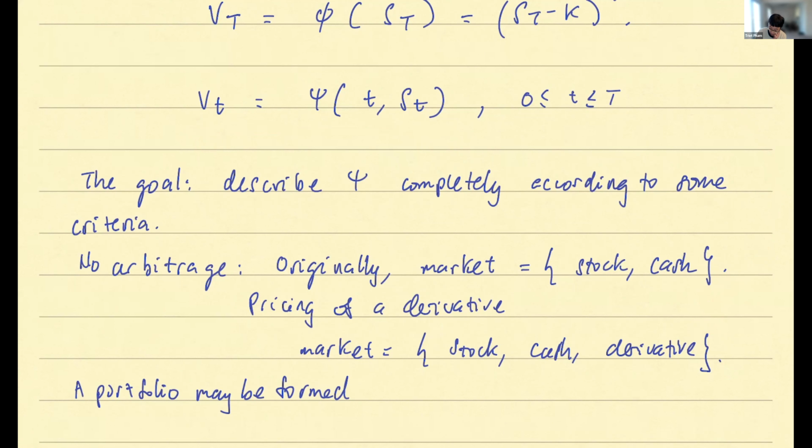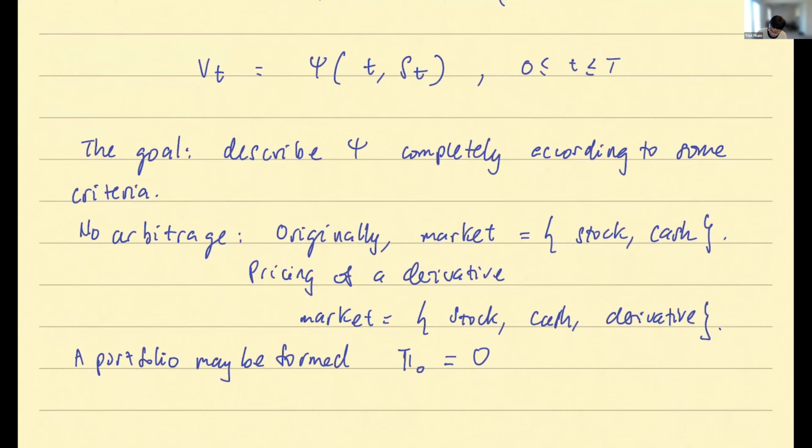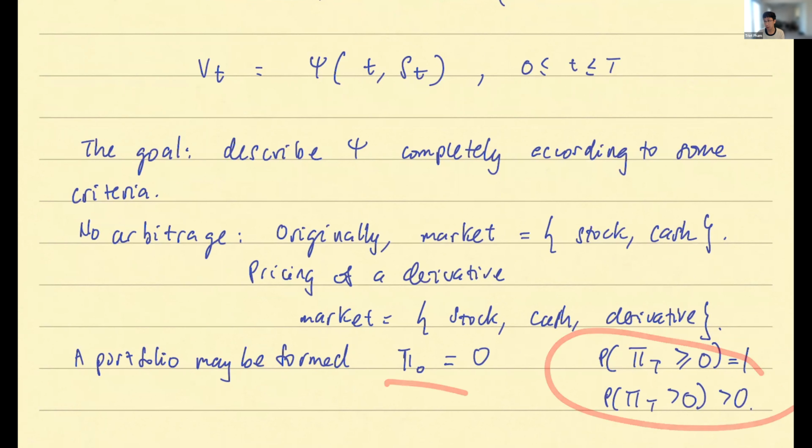Anyway, a portfolio may be formed so that the value of the portfolio at the beginning is zero, meaning it costs nothing to form. On the other hand, this portfolio will always lose nothing. So this is guaranteed to not lose. And also sometimes it wins. And this exactly is the technical condition for an arbitrage opportunity.